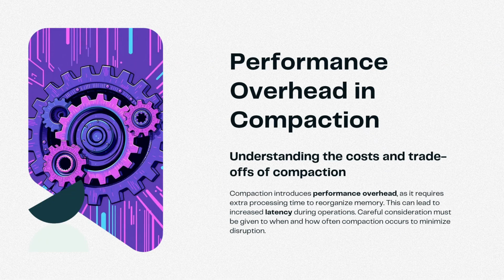When is compaction triggered? Now, let's talk about when compaction is used. Operating systems don't usually perform compaction all the time because it's costly in terms of CPU cycles and system performance. It is typically triggered in scenarios like: first, when a large memory request fails due to fragmentation; second, during idle times when the system load is low; and third, periodically as a part of memory maintenance in multitasking environments. It's all about balancing memory efficiency with overall system performance.